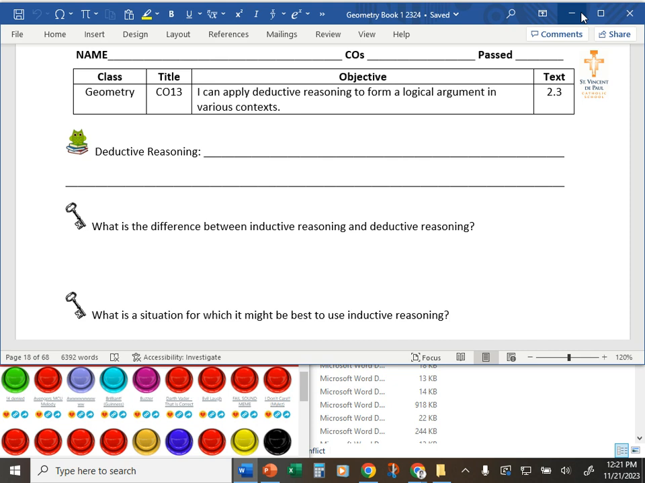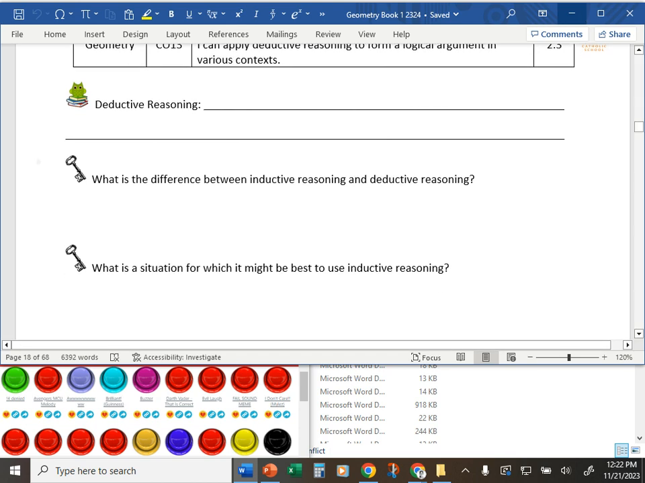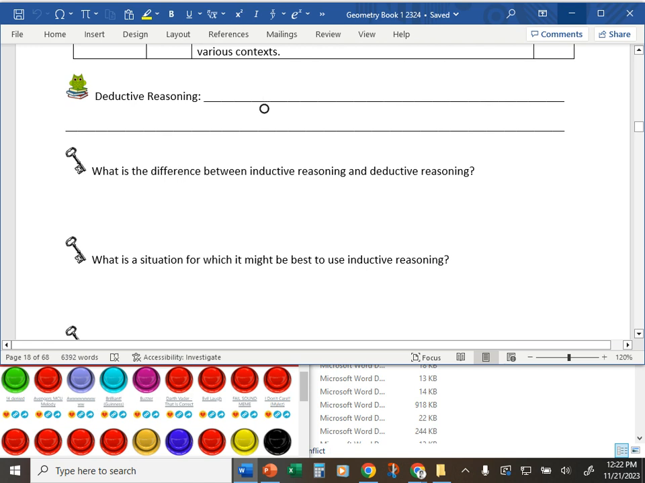We're forging ahead with CO13, which is applying deductive reasoning from a logical argument in various contexts. This is where I want you to get to when it comes to your ability to reason, to defend, and to argue. Okay, let's read it again. Deductive reasoning to form a logical argument in various contexts. So we've defined inductive reasoning before. That's judgment calls, observations, past experiences. What is deductive reasoning?